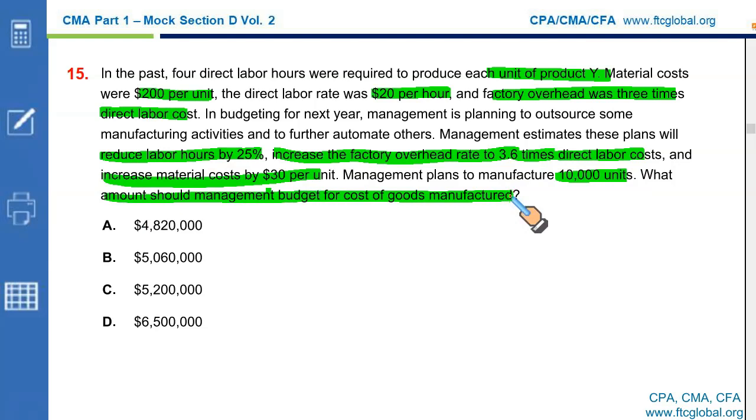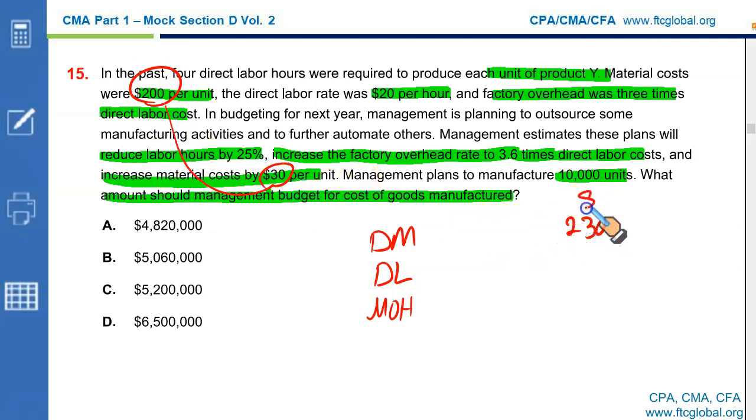Okay. We know, as per the information given, the manufacturing cost is the sum of direct material, direct labor, and the manufacturing overhead. What we see is that direct material cost is going to go up by $30, so the new cost is going to be $230. Direct labor. Initially, it required us 4 hours, given right here, 4 hours of direct labor, which were paid at the rate of $20 per hour.